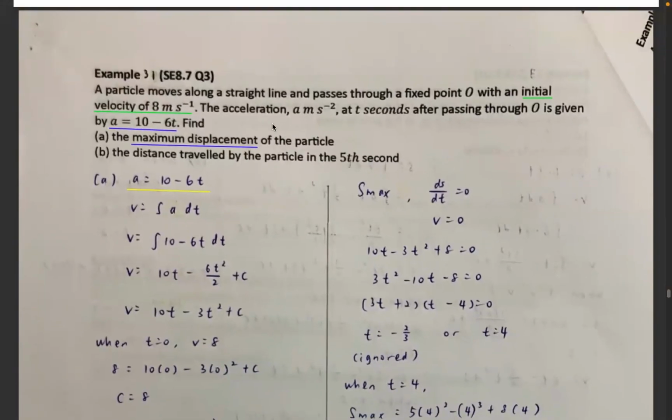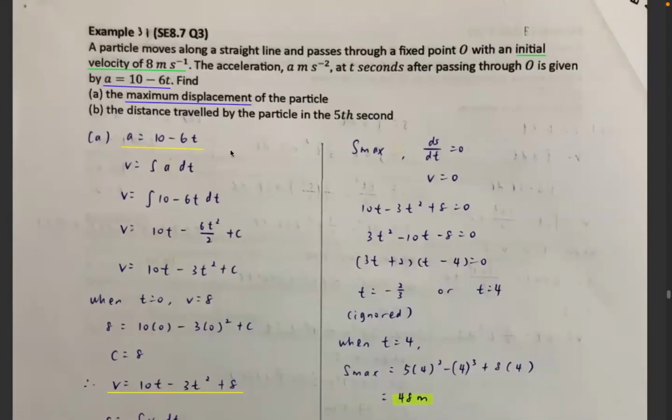Example 31. The acceleration of a particle is given by a equals 10 minus 6t. Find the maximum displacement of the particle. So this is similar to example 30, when you are given an acceleration function and the question asks you about the displacement function, we have to do integration twice.